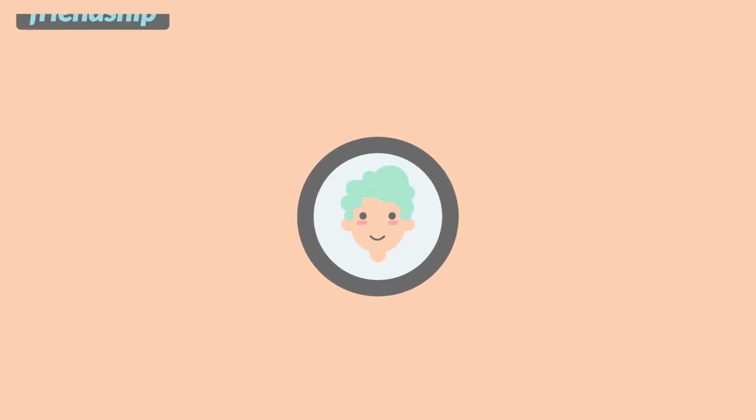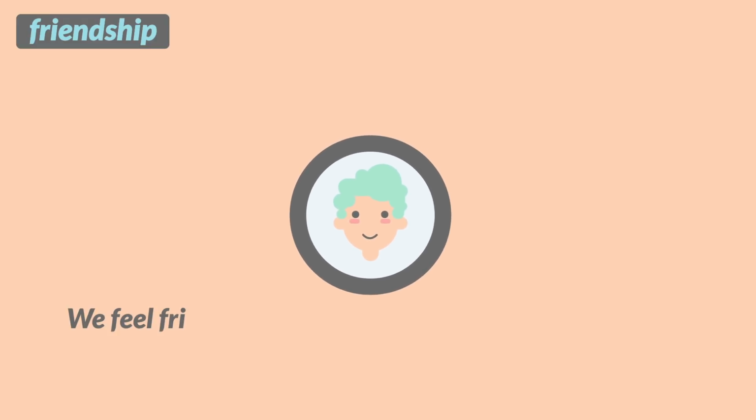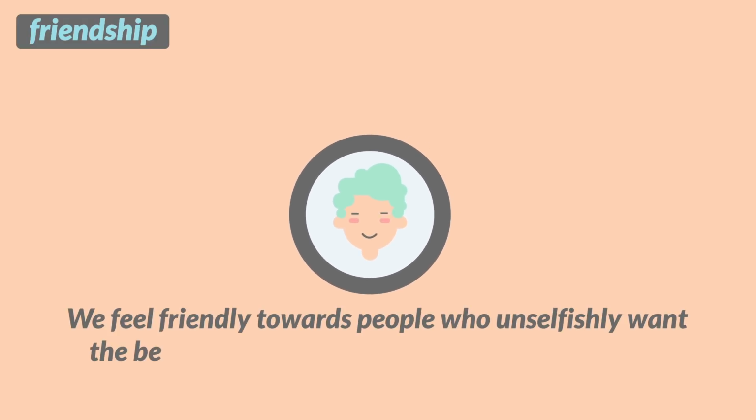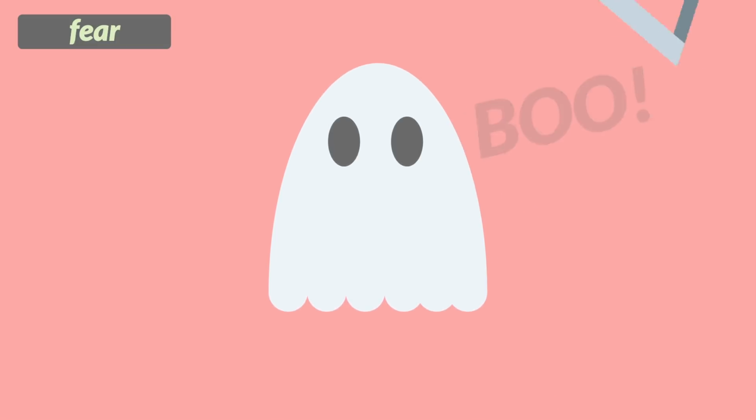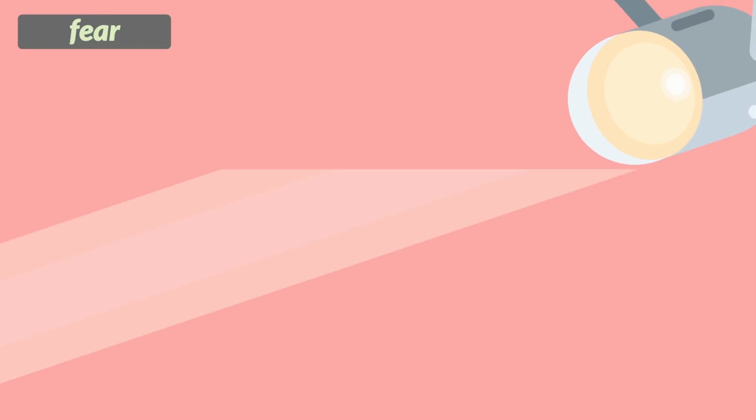The second duality is friendship versus hatred. We feel friendly towards people who unselfishly want the best for us. The opposite makes us feel hateful. The third duality is fear versus confidence. We feel fearful when someone or something has the power to bring us harm or suffering. We feel confident when no such danger exists or when we have the methods for dealing with it.